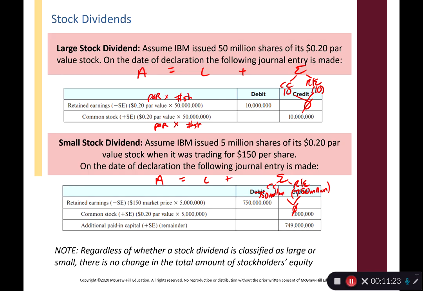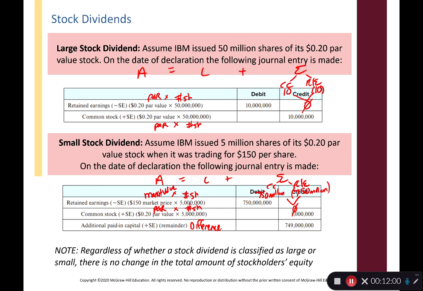In our journal entry for retained earnings, the number of shares times the market value is my debit to retained earnings. Common stock always is the number of shares times the par. And now because we're recording at market value, the market value and the par are different, so the difference goes to additional paid-in capital. Overall, our equity remains the same. We're taking $750 million out of retained earnings and moving it to contributed capital.